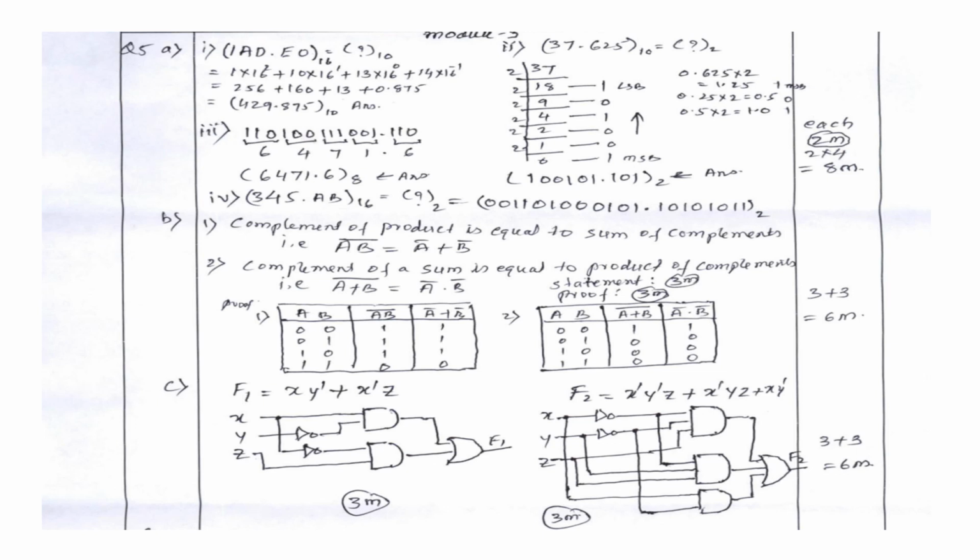So likewise, you have to determine whether it is hexadecimal, octal or binary, which form it is, and you have to convert it to the particular form. So totally it carries 8 marks.